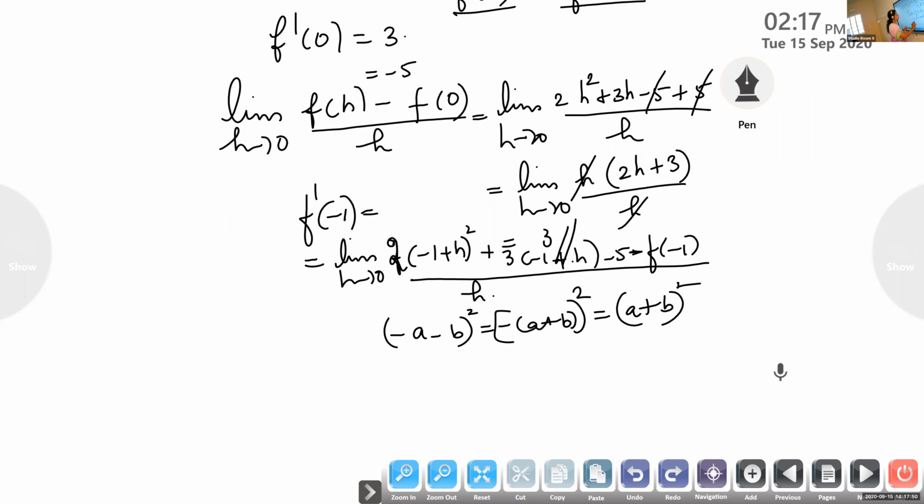So you should be thorough with all the expansions. What is a minus b the whole cube? What is a plus b the whole cube? Here we need up to square. The next question and all we need up to cube, x cube. If x cube is there, we need a plus b the whole cube, a minus b the whole cube and all.